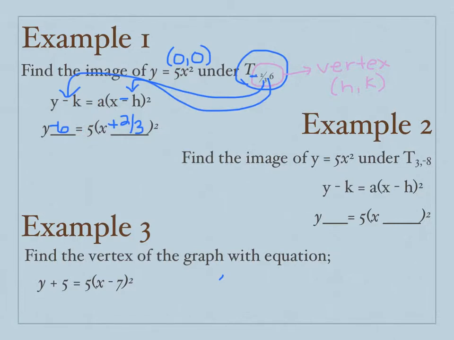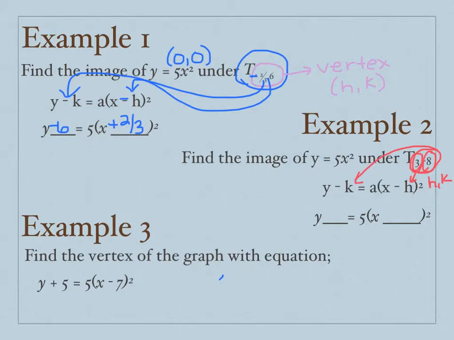Okay, here's another one. Same kind of thing. I'm still starting with y equals 5x squared, only this time I've got a different translation, but that translation, remember, is still just telling you what h and k are. So I'm plugging the 3 in for h and the negative 8 in for k.